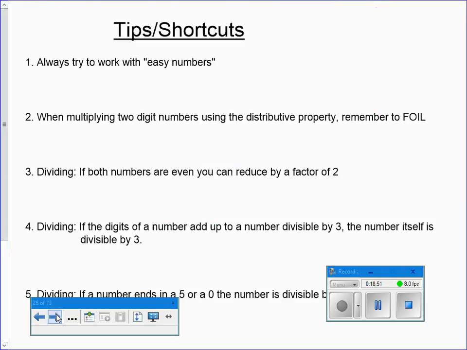So the last thing, to wrap up what we did today, is to go through some tips, some kind of shortcuts for working through this. We break problems down because we want to work with easy numbers. When I say easy numbers, I mean things like 2's and 5's and 10's. Any numbers that you think are easy to work with, always try to work with those numbers that you find easiest.